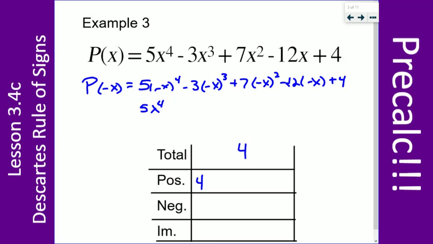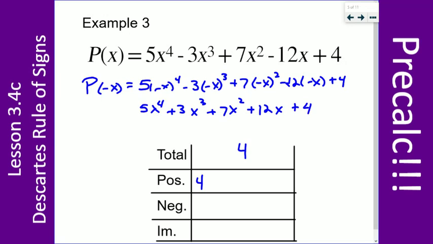3 negatives make a negative, so negative negative 3 is positive 3x cubed. 2 negative x's make a positive, so positive 7 times positive x squared is positive 7x squared. And then negative x times negative 12 is going to be positive 12x. Then 4 doesn't change because we haven't plugged anything into it, so 4.